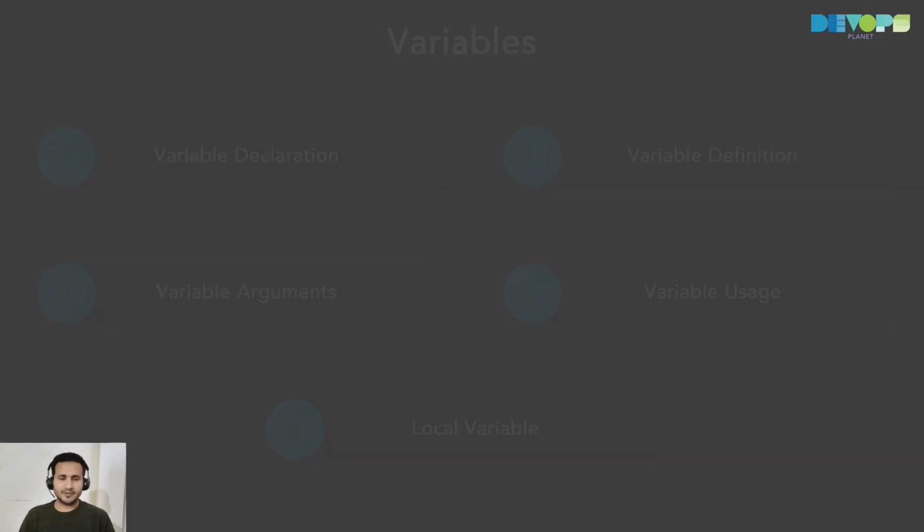So let's start with the variable declaration. Before we look at how to declare the variable, I'll provide a brief introduction to the variable. We use variables in Terraform to make sure we have a single source of truth for all the values which we are going to use in a resource block or data sources or wherever we want. With the variable we can define the values and then use that particular value in the resource block, data sources and everywhere.